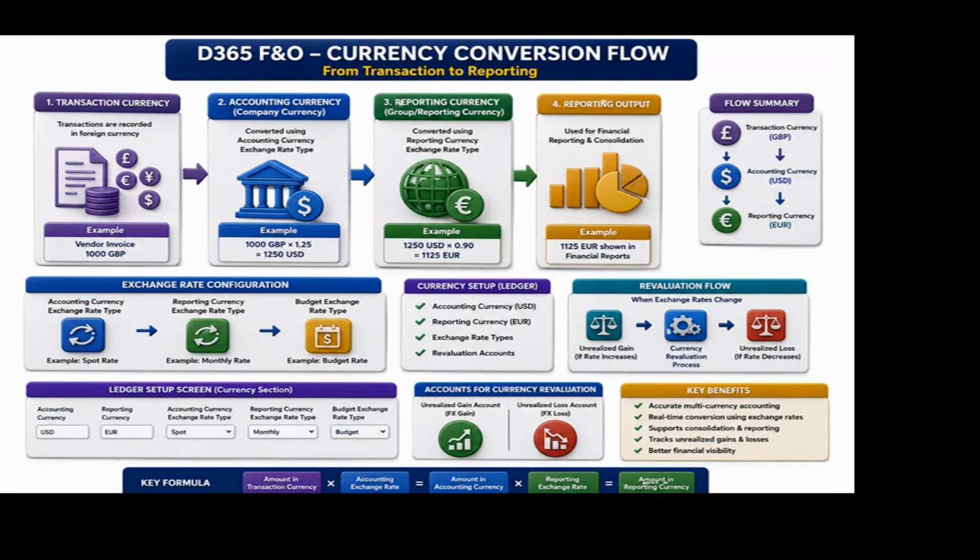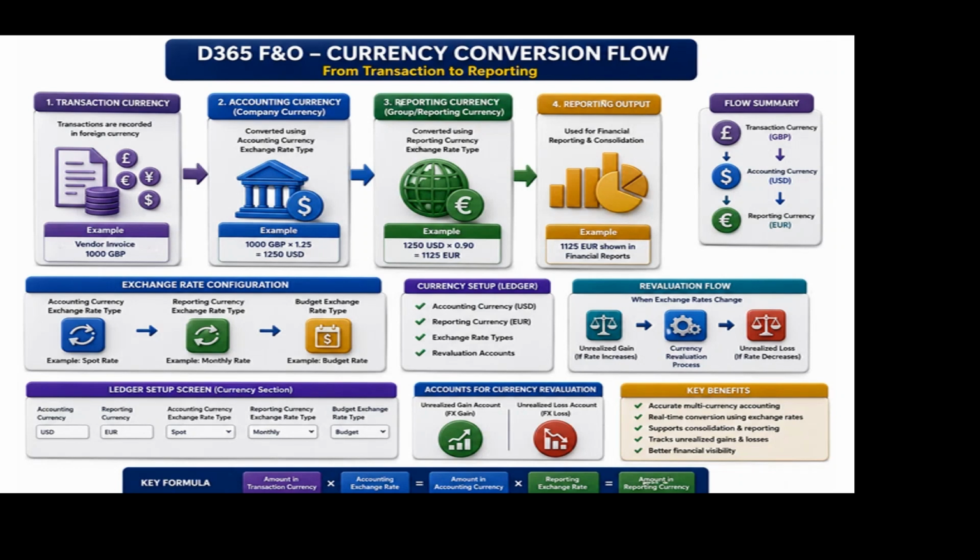Just to make it a little bit simpler, one, accounting currency is the primary currency you use to record all financial transactions. Two, reporting currency is the secondary currency used for financial reporting. And it's important, especially if you want to report at group level or at company reporting level. And then we have accounting currency exchange rates, which is the exchange rate that is defined.